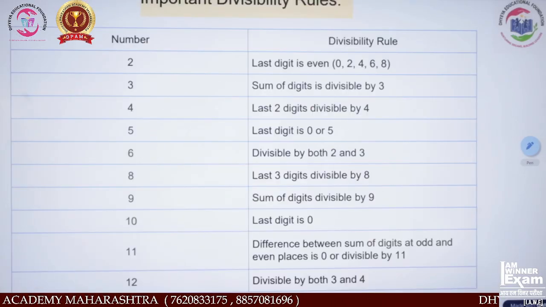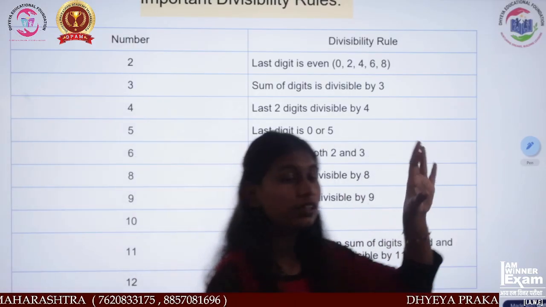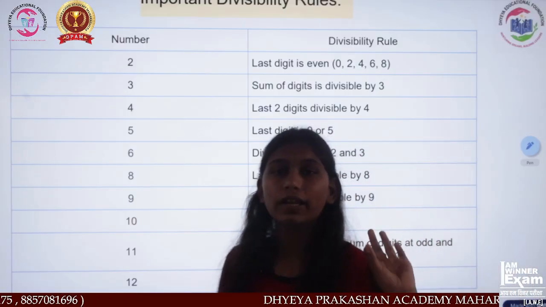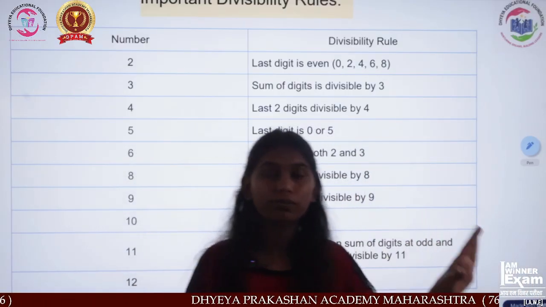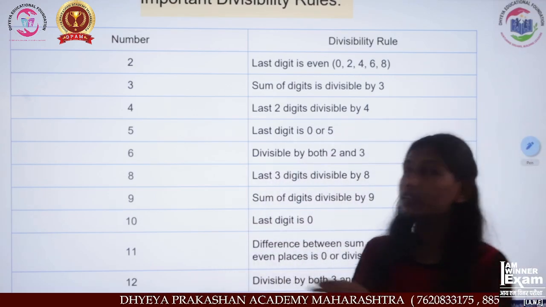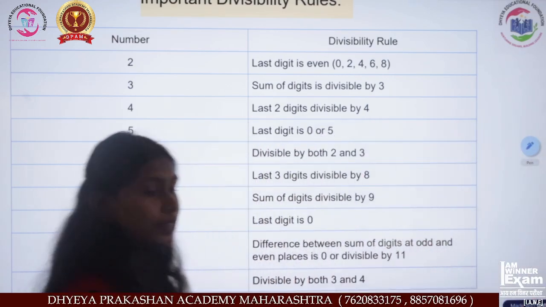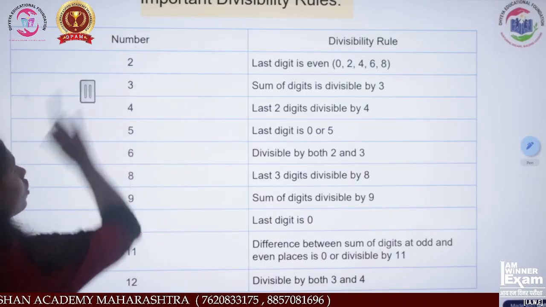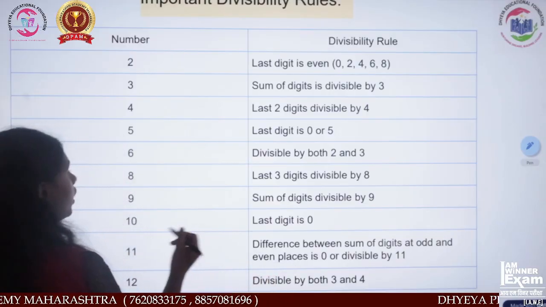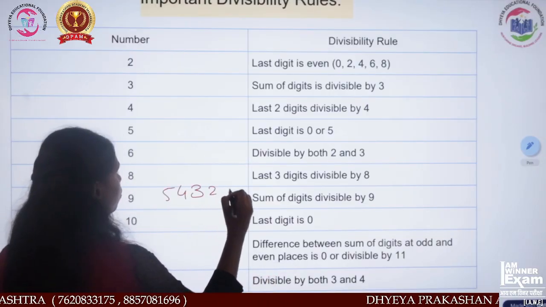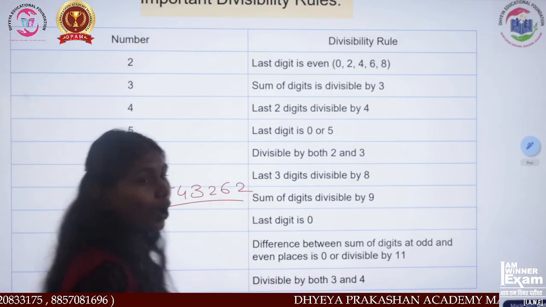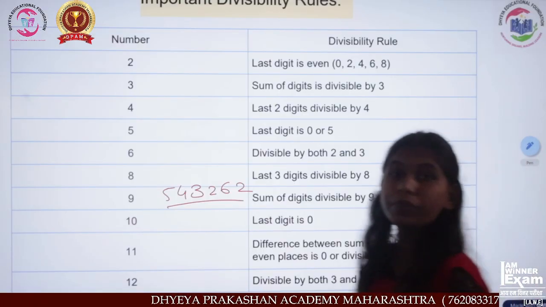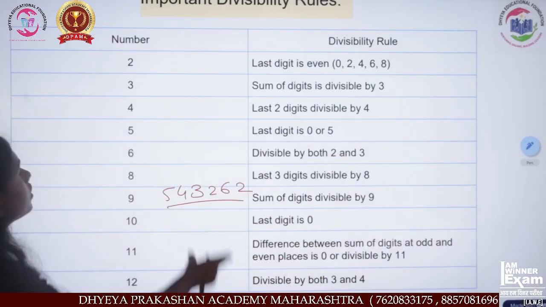Then next, now these are some rules for divisibility, and with the help of these rules you will find out whether the number is divided by these numbers or not. Let's check the first rule, that is for 2. If a big number is given like 543262, how will you know whether this number is divided by 2 or not? Just by applying a simple rule.